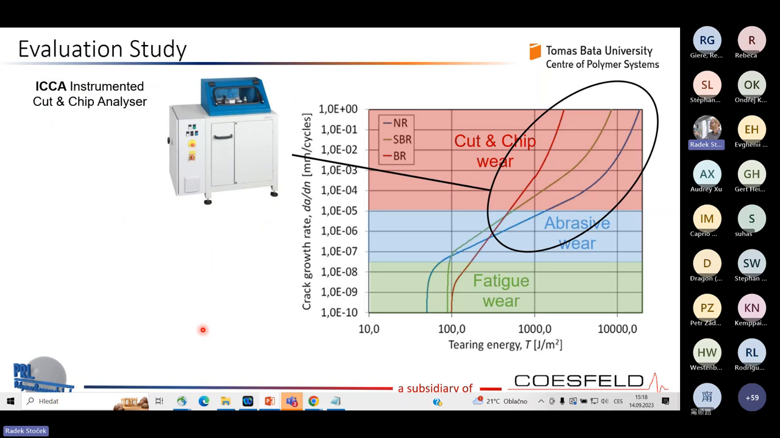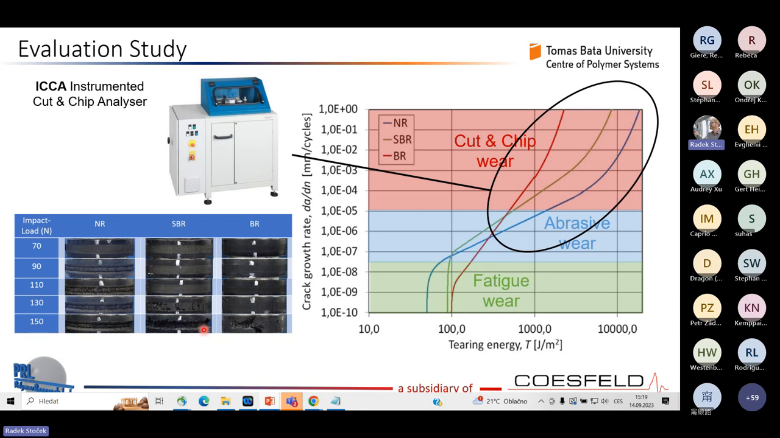However, how does this correspond with the data from an instrumented cut and chip analyzer, the data from the determination of damage of a rubber surface, really as it happens on a tire tread? Here you can see the data from our experiment, photographs at the end of the experiment for NR with an increase of normal force or loading, for SBR and for BR.